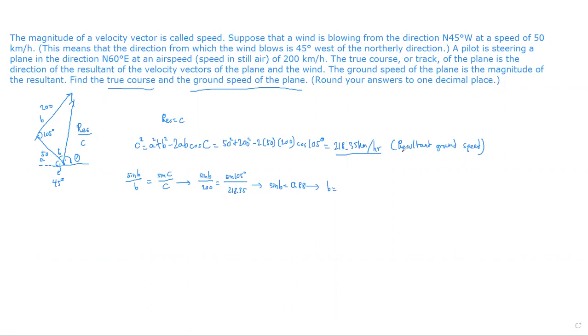It's 0.88, and that means this angle B, when you take the sine inverse, you get 62.2 degrees. Okay, now here's where we can solve. So A and B and theta make a straight line, kind of like this. And these three angles will add up to 180 degrees.